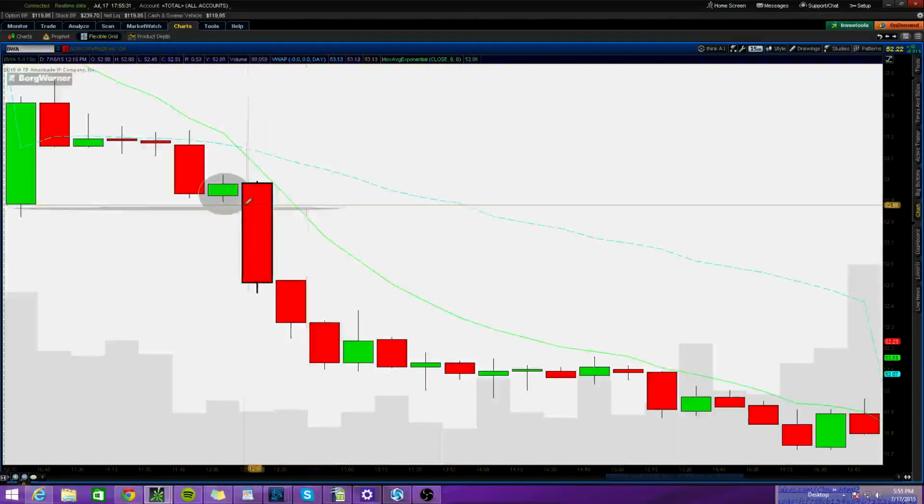The traditional way to play it would be a short as that breaks, and then a stop either above the high of the candle before it, or like so where the buyers failed, or the current candle that formed it, depending on when that candle was.